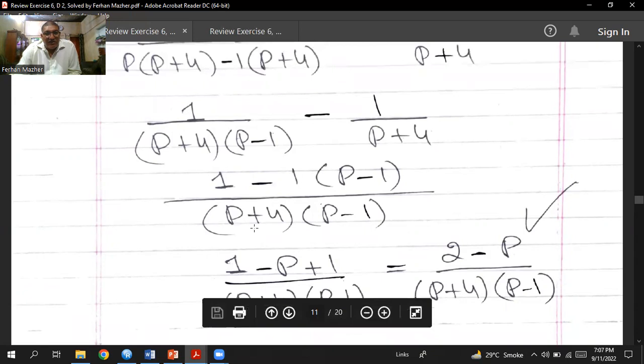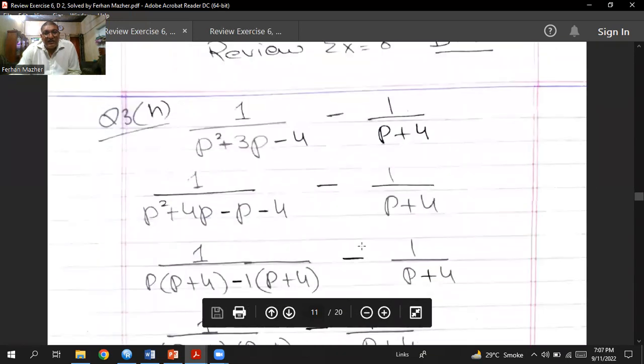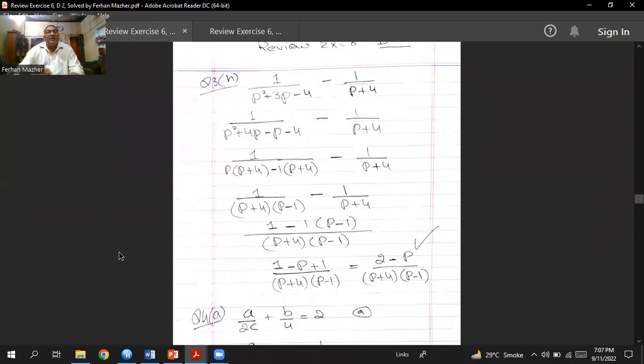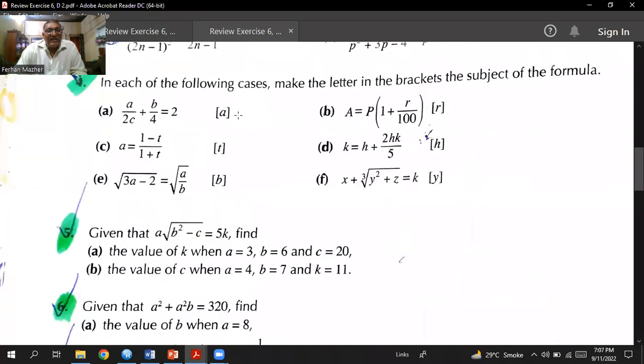So this is how you will do this question. So let me reduce the size so you can see. This is the whole question. So now, my dear students, question number 3, H part is showing up on your screen. You can pause the video and you can take your time with this question. So the question 3 is done. Now we are on the question number 4.